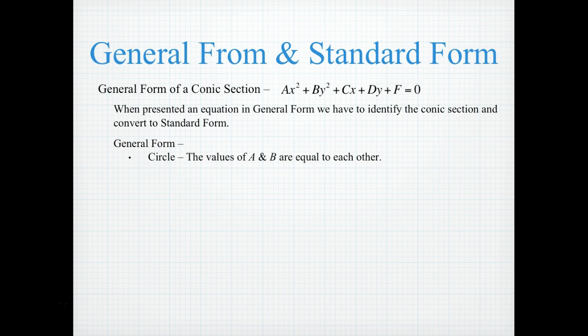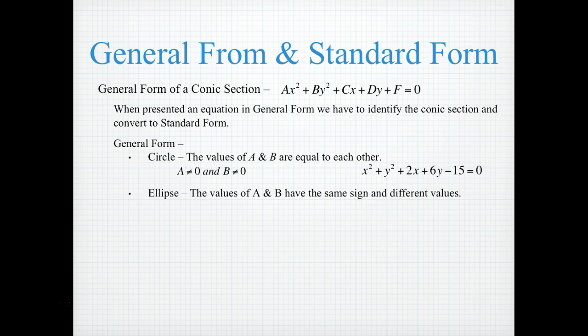For a circle, the values of a and b are always equal to each other. Notice that a and b cannot be equal to 0. An example of a circle would be x² + y² + 2x + 6y - 15 = 0. Notice the linear terms and the constant have nothing to do with determining the conic section. It's all about the quadratic variables, x² and y². With a circle, x² and y² have to have the exact same coefficients, as they do in this case, which is 1. 1x² and 1y². That tells me we have a circle.